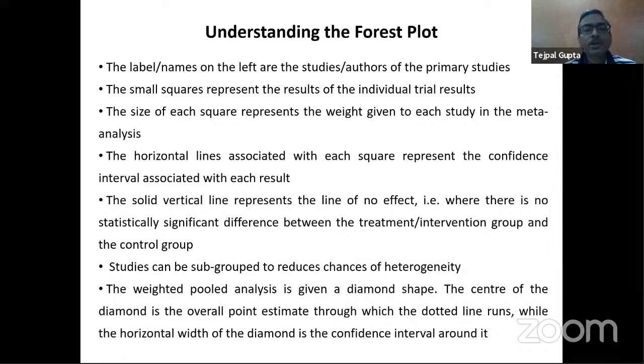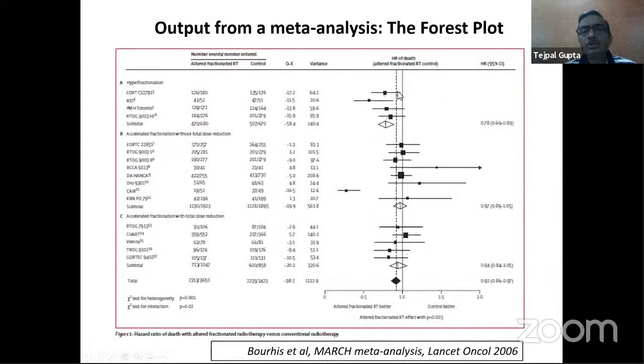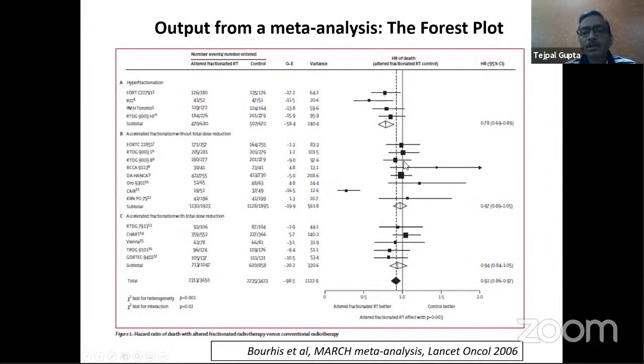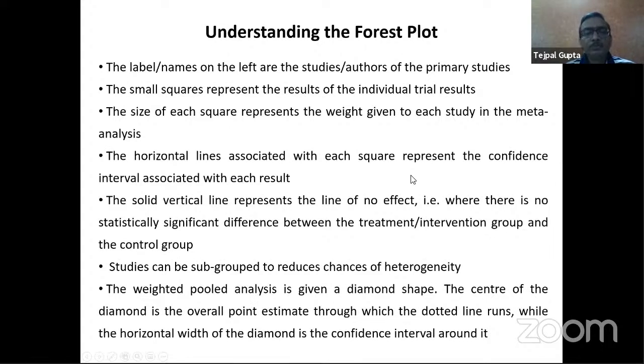The horizontal lines associated with each square represent the confidence interval associated with each result. So you can see there is a horizontal line with each square, and that represents the confidence interval around the point estimate for that particular study. The solid vertical line represents the line of no effect. There you can see that the hazard ratio is 1. So that's the line of unity or line of no effect.